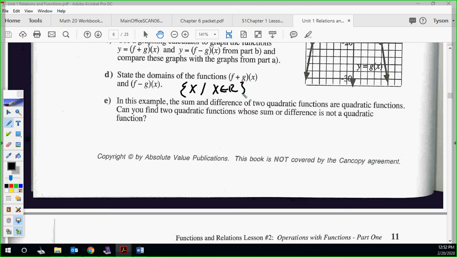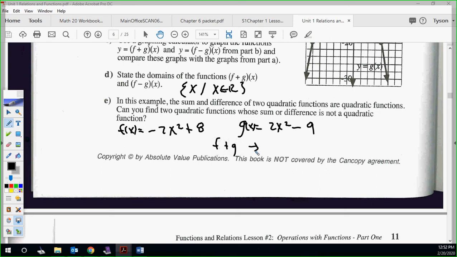Okay, in this example, the sum and difference of two quadratic functions are quadratic functions. Can you think of two quadratic functions where there wouldn't be a quadratic? Again, if they canceled. So if I said negative 2x squared plus 8 is my f, and I said my g was 2x squared minus 9, if I added f plus g, my quadratic would be gone because the 2x squared just cancel.